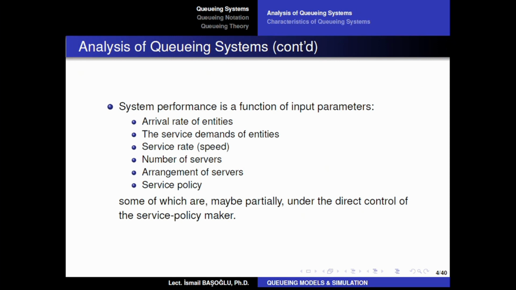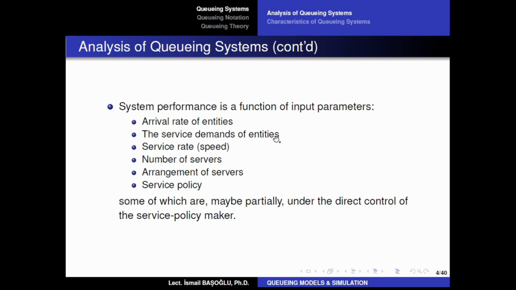Now, the system performance in a queuing system is a function of the input parameters. For example, the system performance is dependent on the arrival frequency of the entities. Let's just imagine a simple queue. There is a hairdresser shop where we have a single hairdresser and the people are getting to this hairdresser shop to get service. The arrival rate, the average number of entities or people coming into that hairdresser shop, is an input parameter which affects the system performance. The service demands of the entities is also another input parameter.